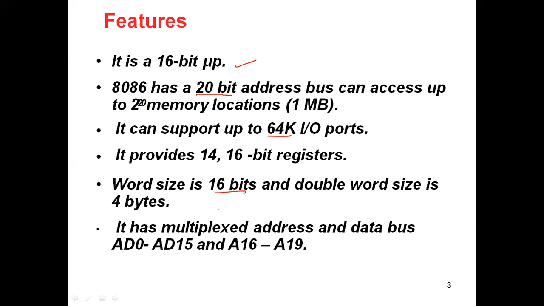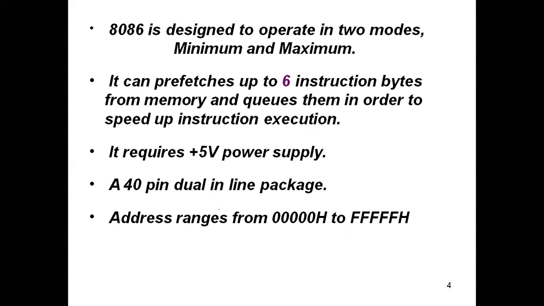It has a multiplexed address and data bus, like AD0 to AD15 and A16 to A19. The major thing we have to see in this 8086 is that it has an instruction queue, a 6-byte prefetch instruction queue, in order to speed up the execution. That is one of the major important features available with the 8086 microprocessor.